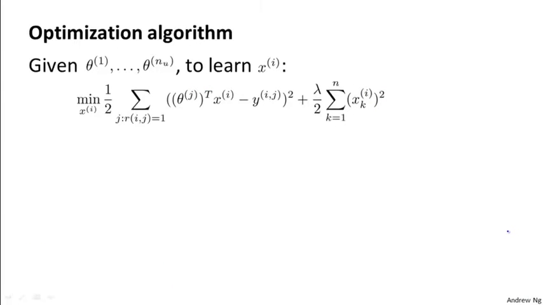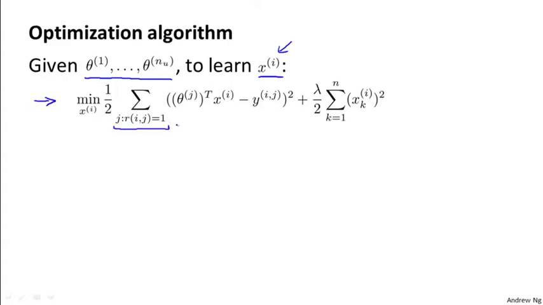Let's formalize this problem of learning the features xi. Let's say that our users have given us their preferences. So let's say that our users have come and told us these values for theta 1 through theta of nu, and we want to learn the feature vector xi for movie number i. What we can do is therefore pose the following optimization problem. So we want to sum over all the indices j for which we have a rating for movie i, because we're trying to learn the features for movie i, that is this feature vector xi.